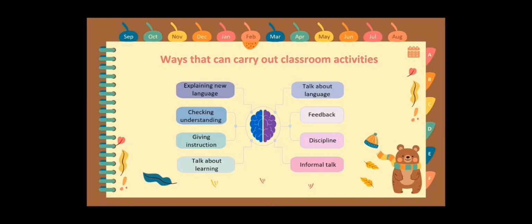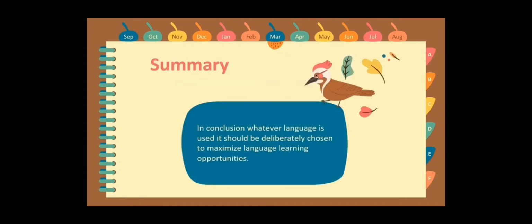Number 8. Informal talk. Use of first language frequently occurs between teacher and pupils when they are talking informally at the end of lessons or off record. Okay, the last one is summary. In conclusion, whatever language is used, it should be deliberately chosen to maximize language learning opportunities.